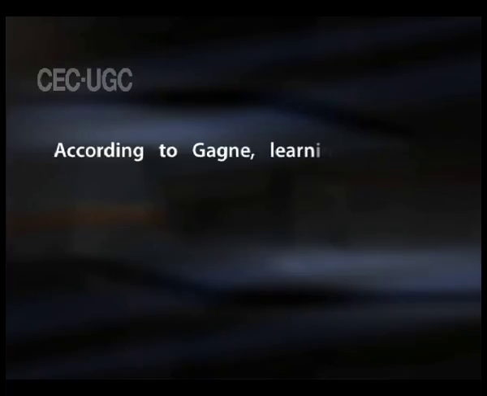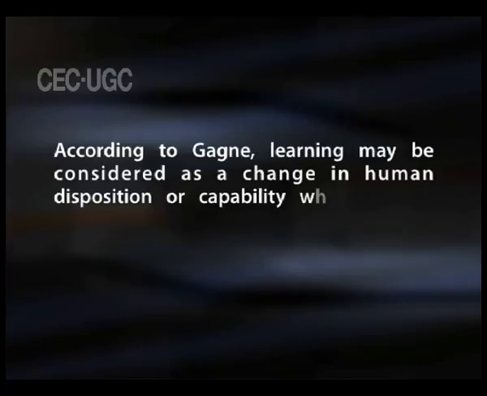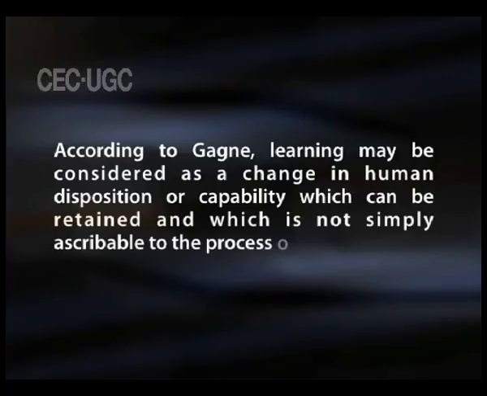Learning, according to Gagne, may be considered as a change in human disposition or capability which can be retained and which is not simply ascribable to the process of growth. The major task or objective of one's learning is to bring the required change in his way of disposition, a tendency to behave in certain ways in given situation, or the capability of performing one task or the other.